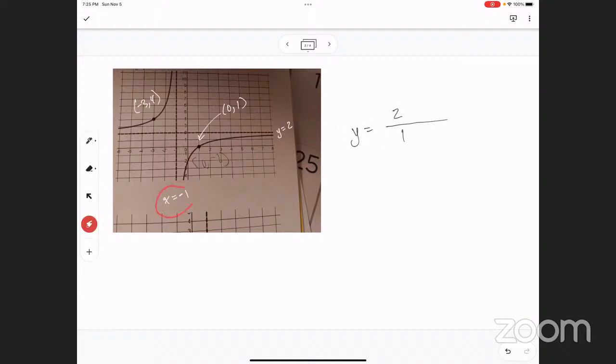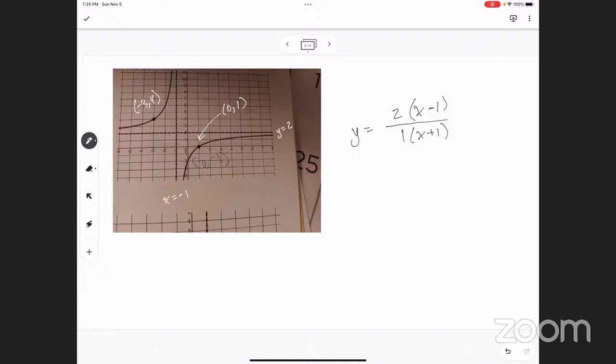My vertical asymptote is going to be found by setting the denominator equal to 0. So x plus 1 is in the denominator. And then my x-intercept is going to help me find a factor of the numerator. So x minus 1 is a factor of the numerator. Does that make sense how I did that?